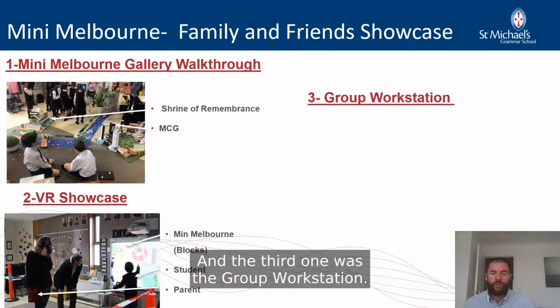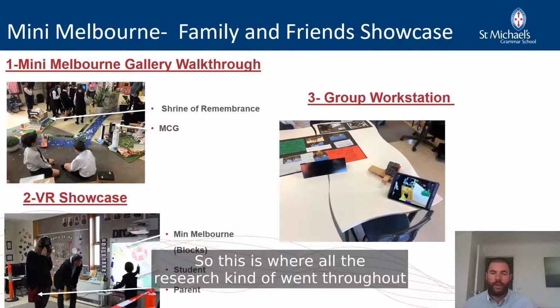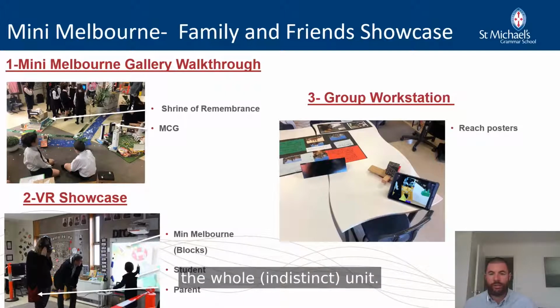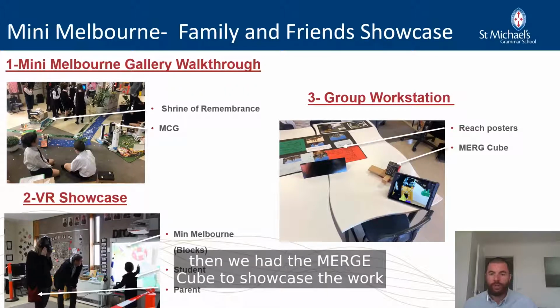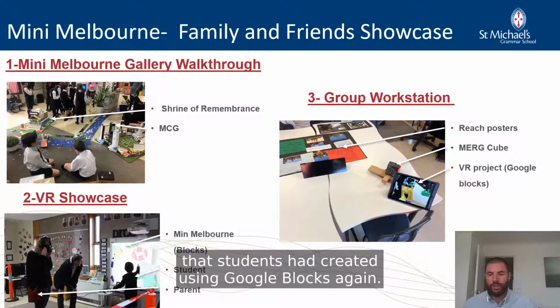And the final one was the group workstation. This is where all the research went throughout the whole TL unit itself. So the research poster, then we had the merge cube to showcase the work that students had created using Google Blocks again.